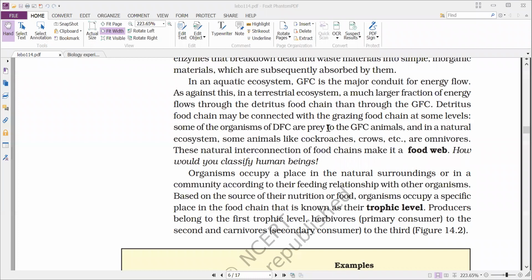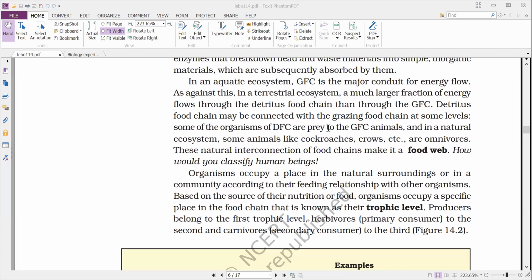Some of the organisms of the detritus food chain are prey to the grazing food chain animals. And in a natural ecosystem, some animals like cockroaches, crows, etc. are omnivores. So these natural interconnections of food chains make it a food web. That means one food chain is interconnected with another food chain.